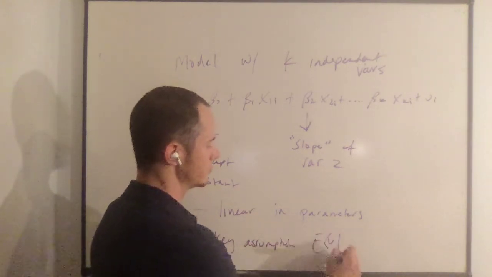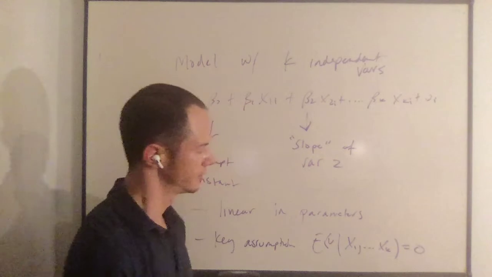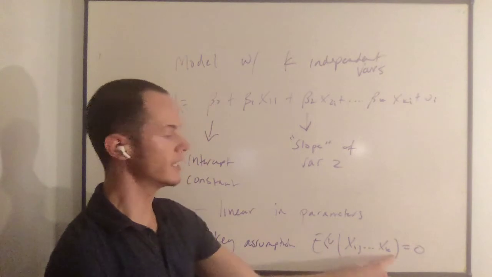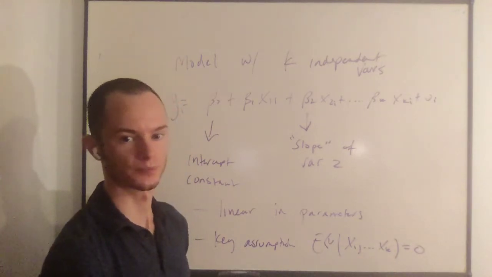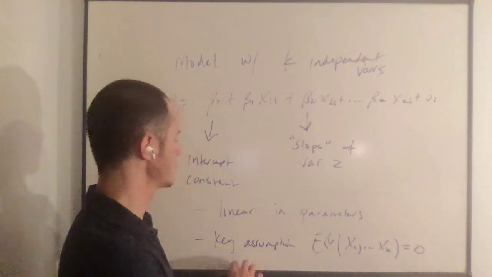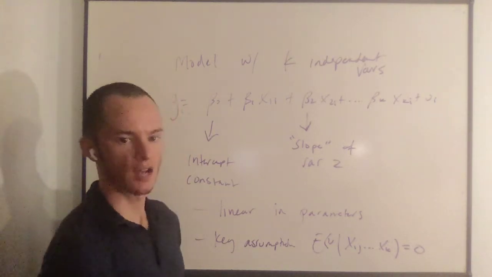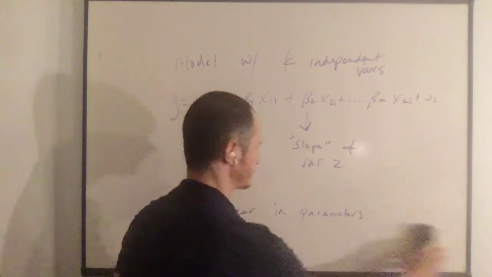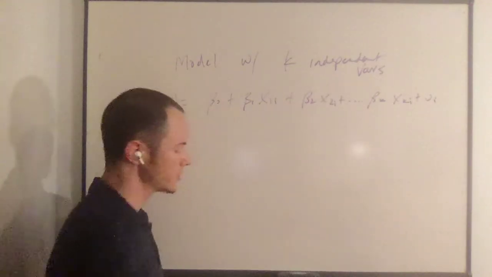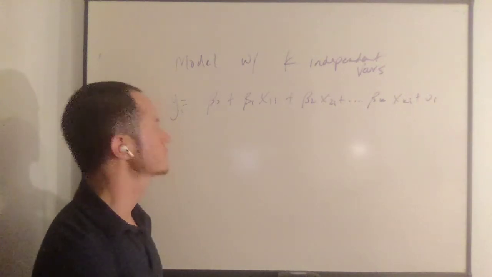The expected value of u given x1 through xk is equal to 0. So the stuff contained in u is unrelated to any of the independent variables. That's our key assumption for multiple linear regression, and we will cover all of the assumptions that we need again in a later video. Now, how can we solve for these coefficients? We solve for them the same way we do with simple regression. What we're going to do is minimize the sum of squared residuals.